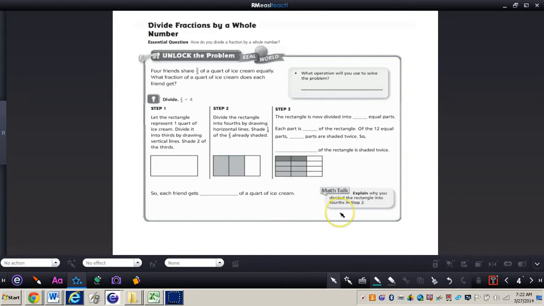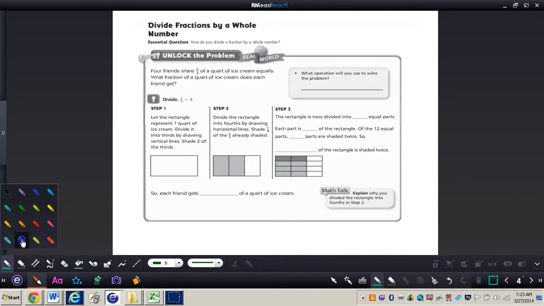Okay, so what I want you to do is open up your standards practice book and turn to page 259. And we are going to unlock this problem together. Now we're going to take a look at a real-world type problem to dividing fractions by a whole number. Okay, and it starts out saying 4 friends share 2/3 of a quart of ice cream equally. What fraction of a quart of ice cream does each friend get?